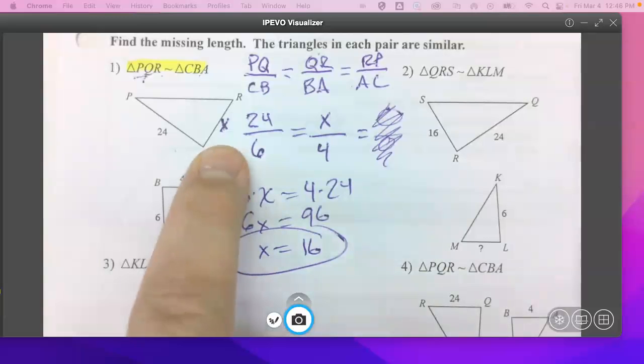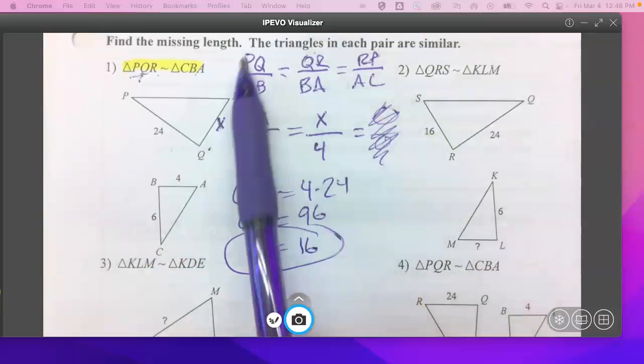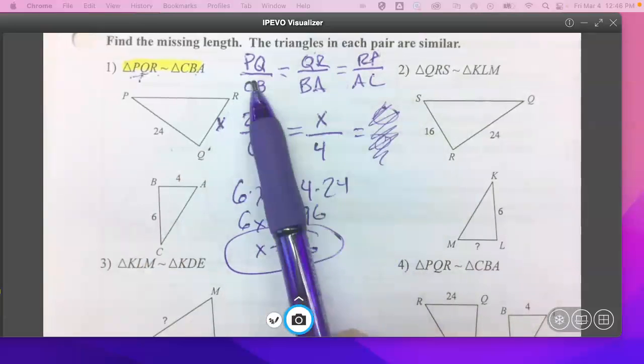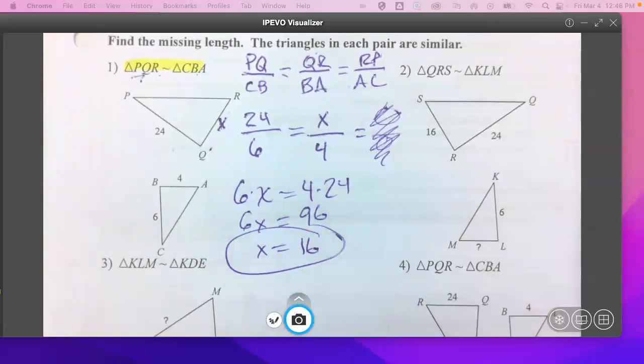Well, we took the question mark up there and we replaced it with X just because we don't like having question marks in our solutions. You could leave it as a question mark, you could leave it as RQ, whatever you want. All right, what I would like you to do, please, is finish this page. Make sure that you're showing the proportions, you're doing the substitution, and then you're solving it using cross multiplication.